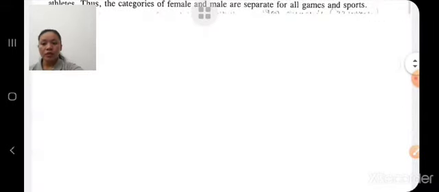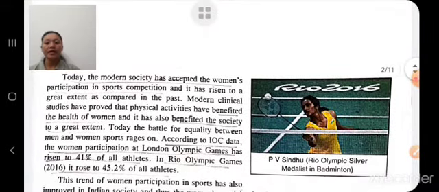Today, modern society has accepted women's participation in sports competitions. Modern clinical studies prove that physical activity is not harmful, but beneficial for the health of women. If they participate in sports, it helps in better functioning, better growth and development of their body, and it is also beneficial for the society.